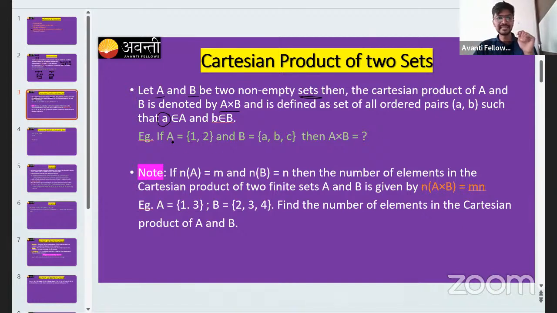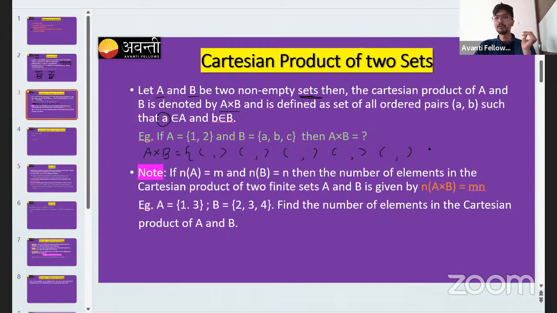So suppose it is given set A has two elements, 1 and 2, and set B has three elements, a, b, and c. Then I have to find A cross B. A cross B means Cartesian product of A and B. So let me tell you, A cross B will be equal to a set. It will be a set of all the ordered pairs where the first element in the ordered pair will be from set A and the second element in the ordered pair will be from set B.